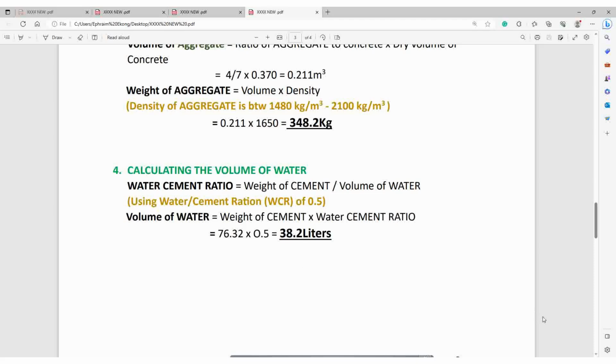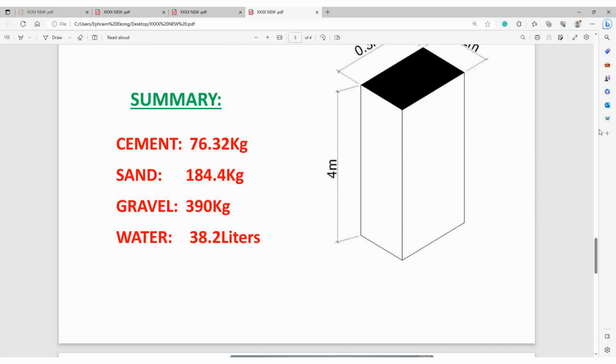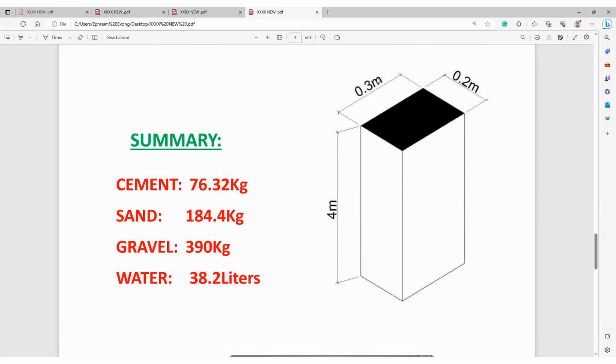So in summary, you can see that to achieve this concrete work, we have cement, 76.32 kg. For sand, we have 184.4 kg. Gravel, we have 390 kg. Then water, we have 38.2 liters. So to achieve this, this is all that you need.